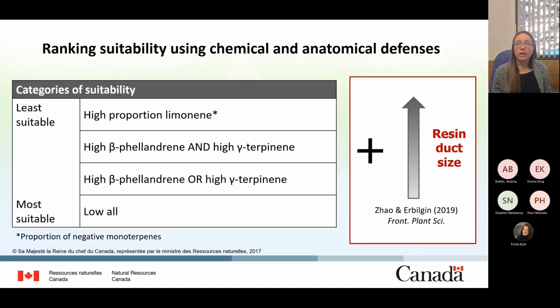However, we also have to add resin ducts to this. And in a paper that I talked about earlier, we found that a higher number and size of resin ducts are resistant to mountain pine beetle. So it's kind of a combination of the chemical profiles, with trees with a high amount of limonene being least suitable and trees that also have a high number and size of resin ducts also being least suitable, all the way down to if they have low chemical concentrations or low proportion of limonene and low number or size of resin ducts, those would be the most suitable to mountain pine beetle.